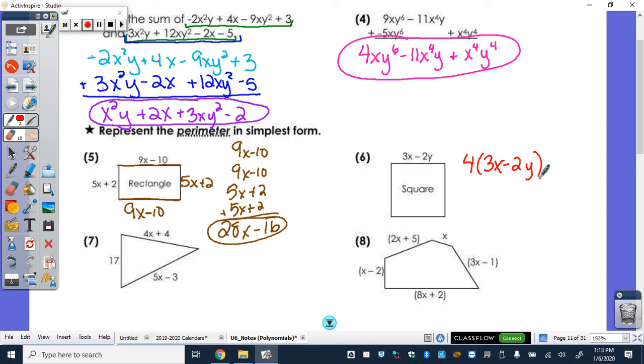So what would be 3 times 4? And then 4 times the 2y would give us minus 8y. So the perimeter of our square there is 12x minus 8y.